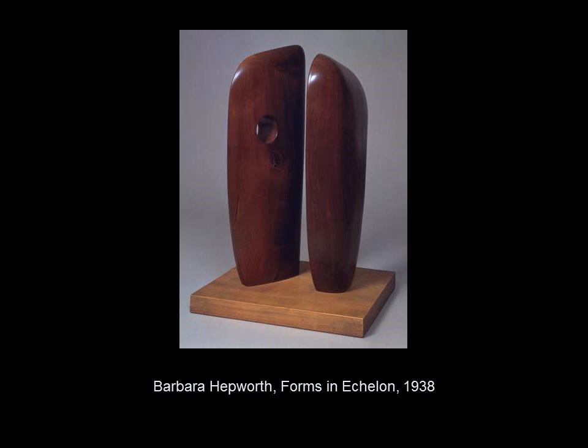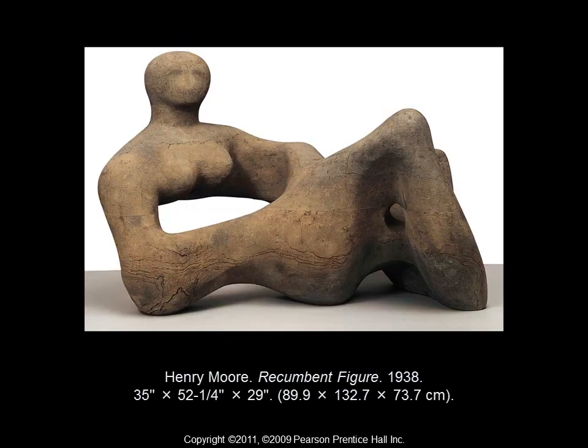This sculptural work is by Barbara Hepworth, titled Forms in Echelon from 1938. They are intended to be abstract, organic plant forms. An artist who was also interested and influenced by pre-Columbian sculpture was Henry Moore. This abstract, organic sculpture is Recumbent Figure from 1938.